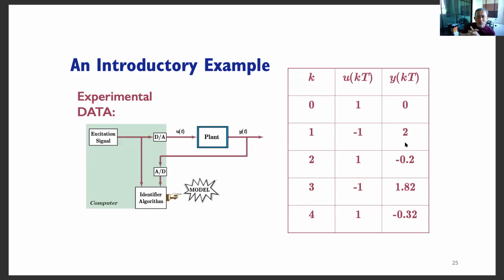As an introductory example, we collect the data shown here, where k is the sequence number 0, 1, 2, 3, 4. So the length of data is 5, and the input is u and y is the output. T is the sampling time of the computer that collects the data.